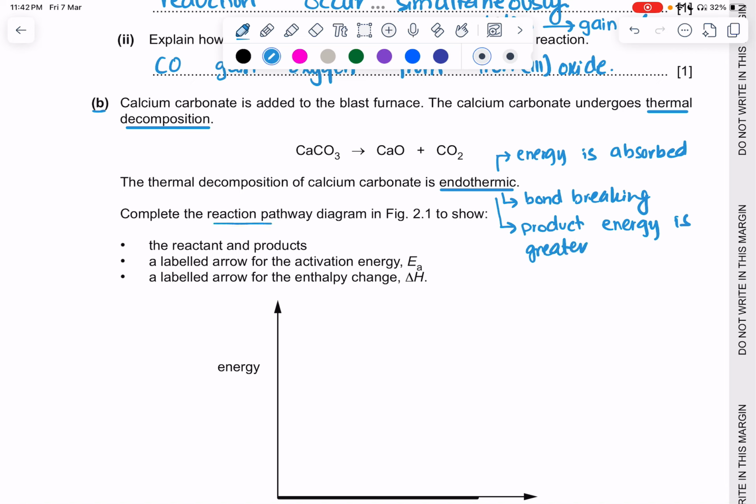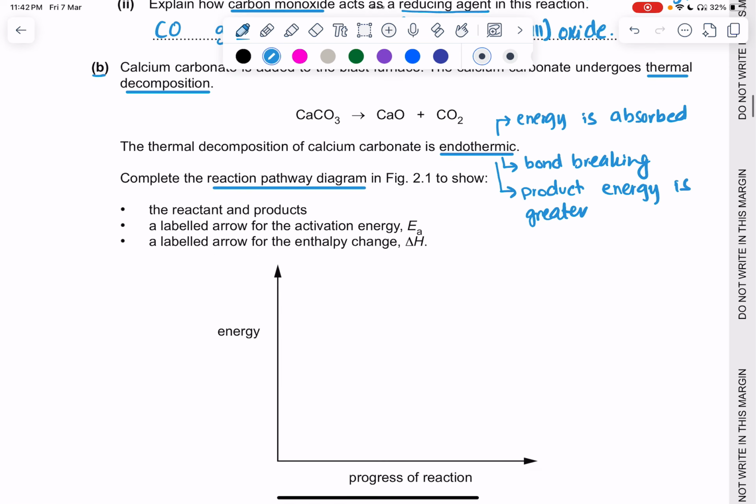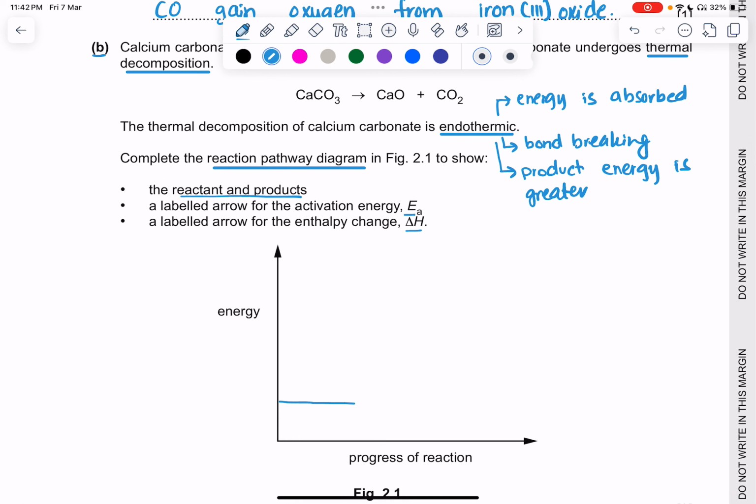So next is complete the reaction pathway diagram in figure 2.1 to show reactant and product. Label the arrow for the activation energy and label the arrow for enthalpy change. As it's an endothermic reaction, we will draw the reactant line at the bottom, product at the top. You can write reactant and product as words or formulas from the chemical equation. For example, as reactant we can write CaCO3. As product we can write CaO and carbon dioxide. This is the reaction pathway diagram, which is also called energy profile diagram.